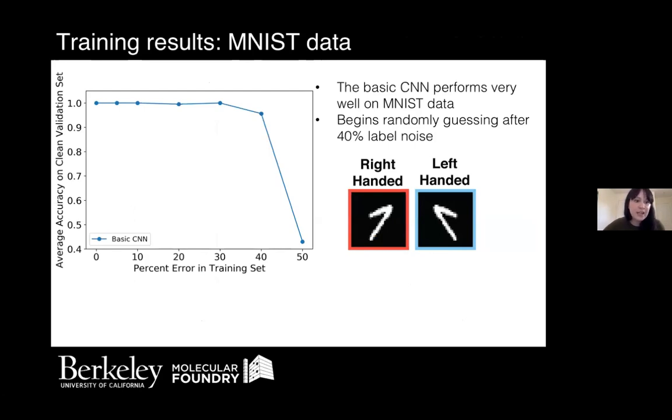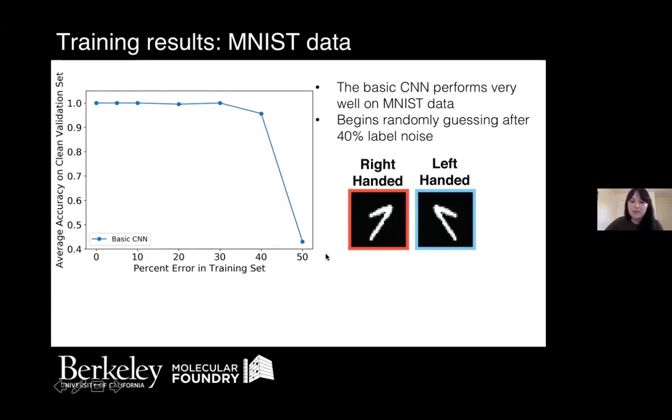So initial testing of training a convolutional neural net to predict the right or left-handed label for the 7s from the MNIST data performed extremely well. It was able to learn the representation nearly perfectly for most error values.